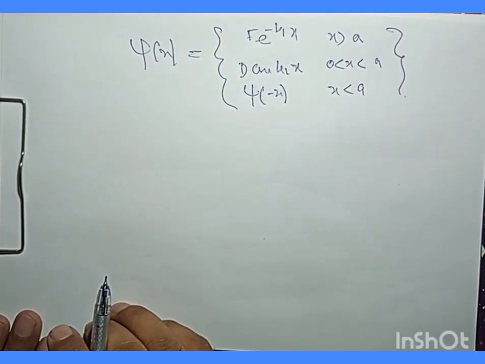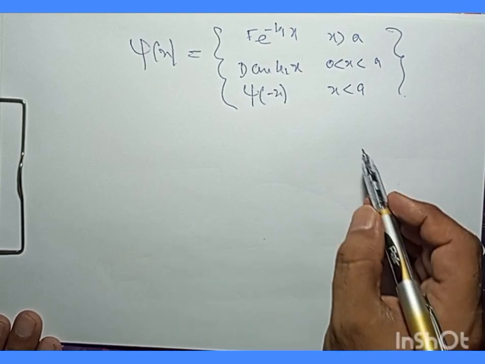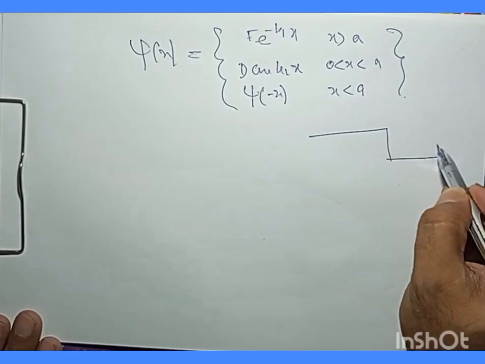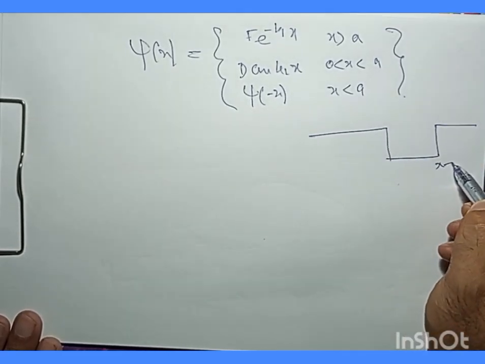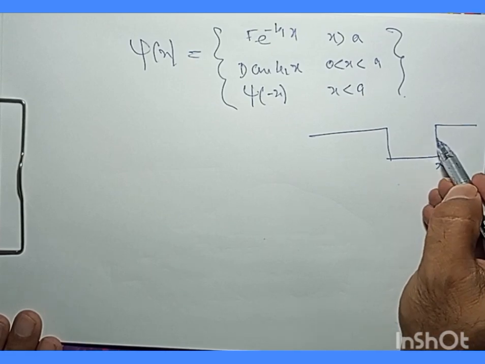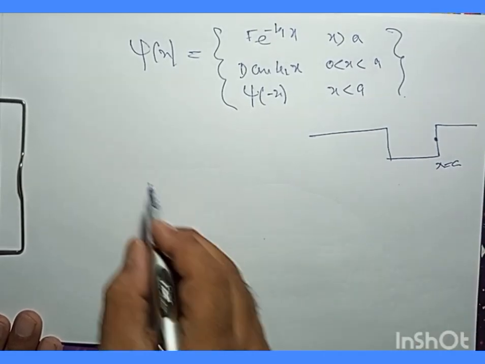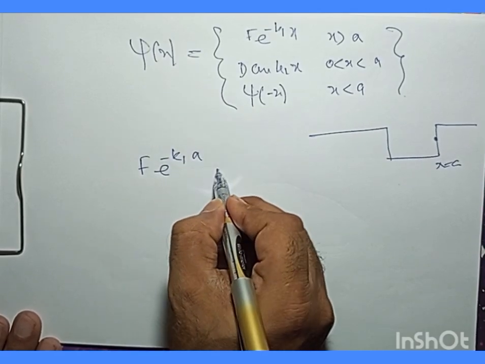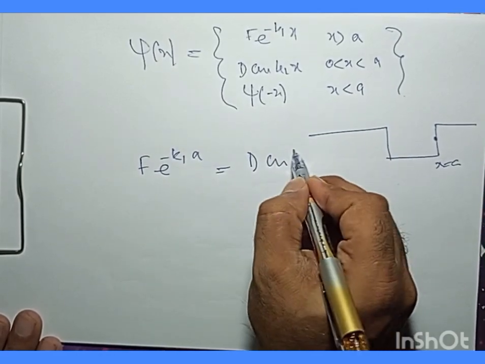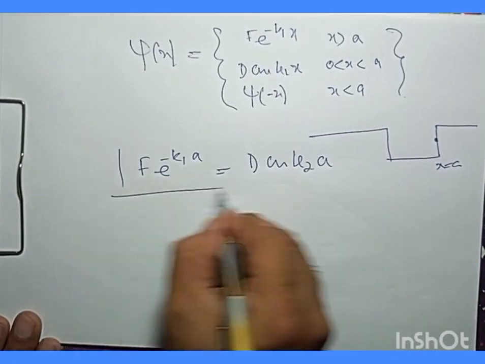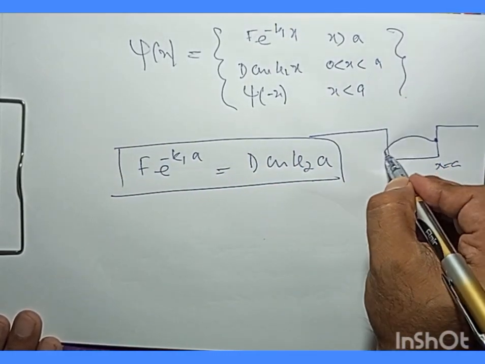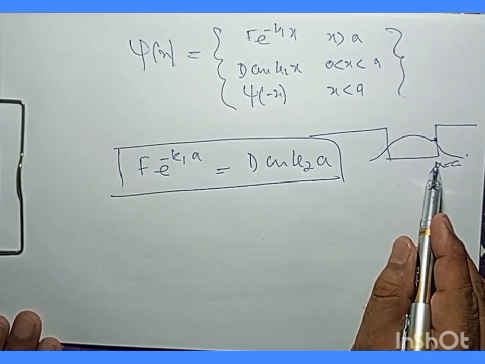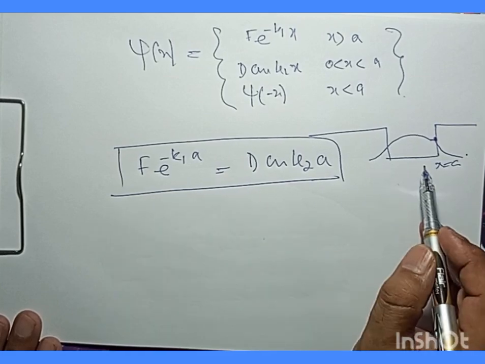And the continuity that we have in our problem is at x equal to a. So if I go with the potential, this is our a, x equal to a. Here we have continuity, so f e to the power of minus k1 a must be equal to d cos of k2 a at this point. So for psi to be continuous, we have this equation.